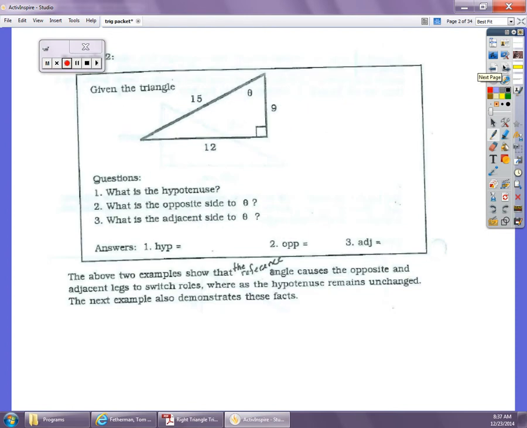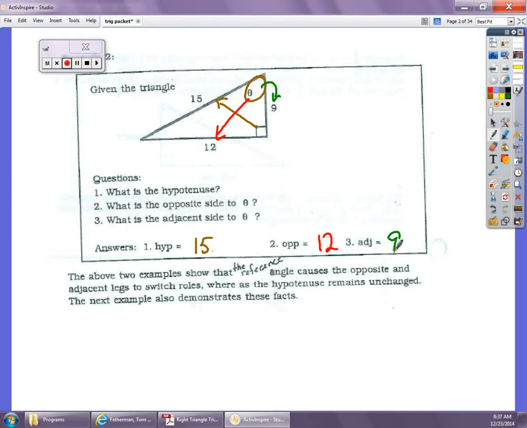When you look at the second example here, same thing, we're still looking for these. The only thing that we did is change our theta, which is up here. The hypotenuse is still across from our right angle, so the hypotenuse is still 15. Opposite of this angle is across from it, which is 12. And adjacent is now next to it, which is 9. So now we have 15, 12, and 9.